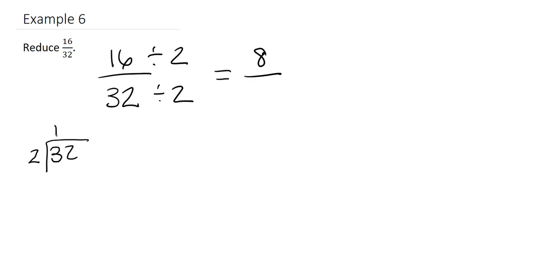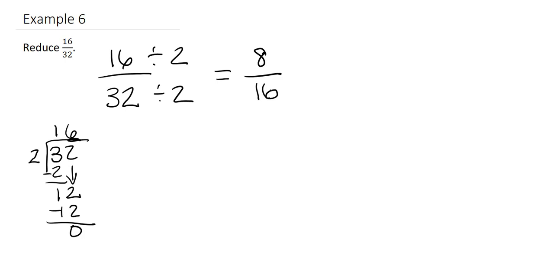2 can go into 3 1 times. 2 times 1 is 2. We subtract, we get 1. Bring down the 2. 2 can go into 12 6 times, 2 times 6 is 12. We subtract, we get 0. So now we're left with 16. So we put that on the bottom because 32 divided by 2 is 16.